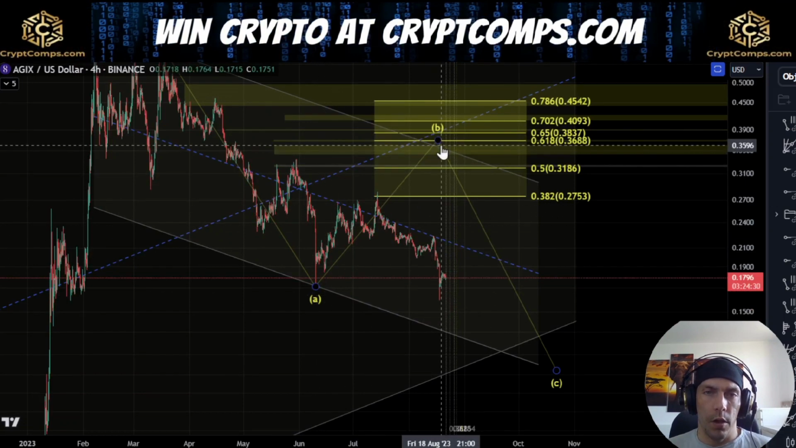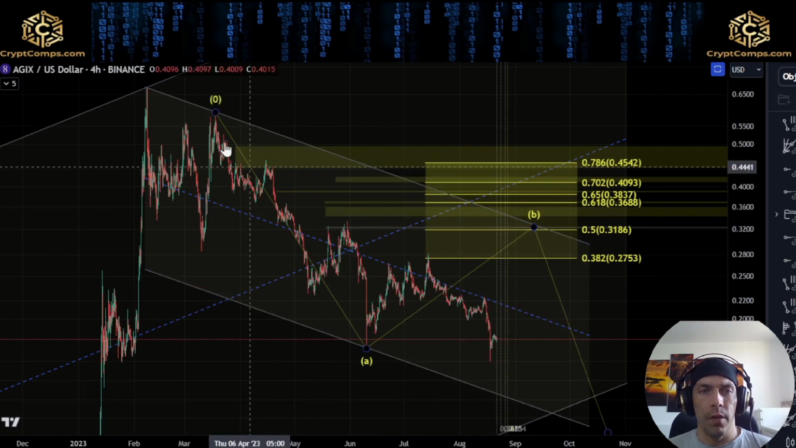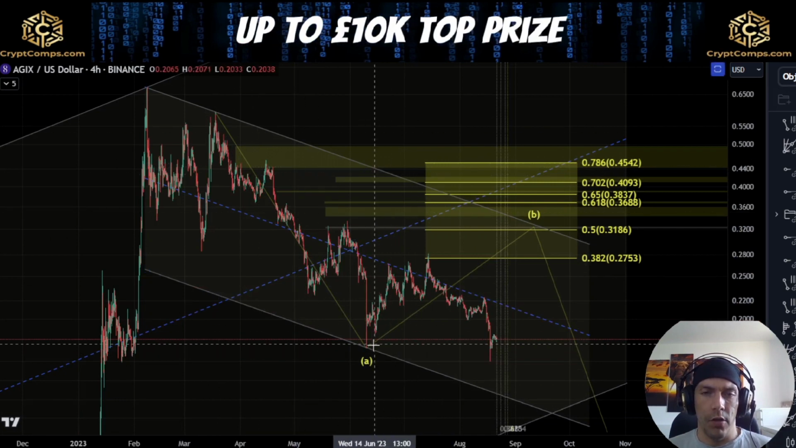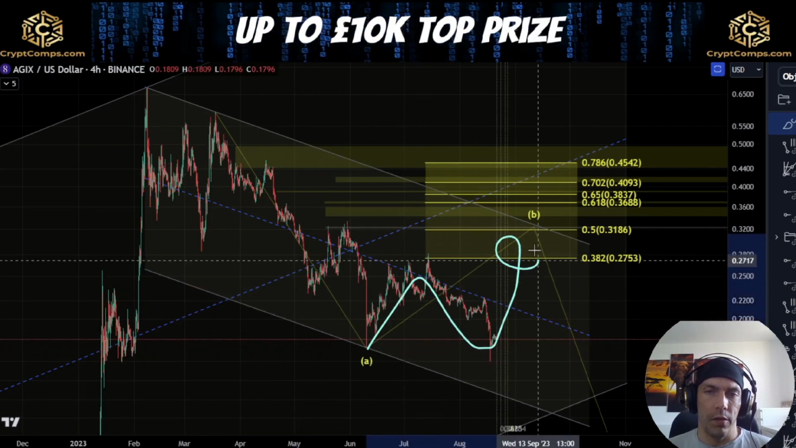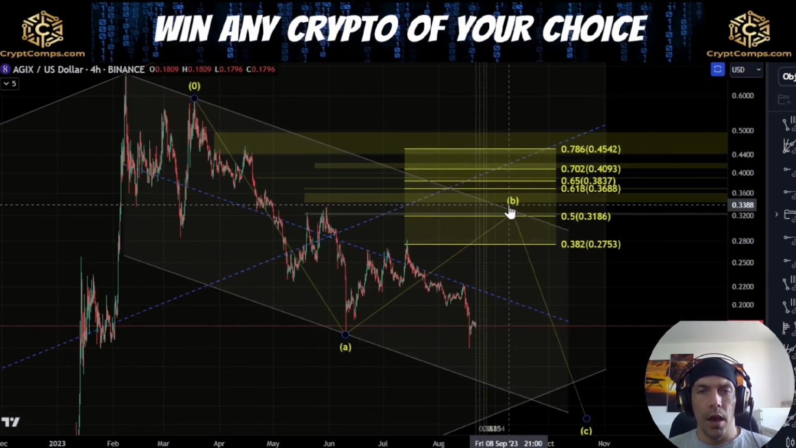We have come up in here already in this move here, but it is more likely that if this is a B wave and this is our A wave, that this could actually look to form something a bit more complex here before looking for that C wave down. So it's going to be very key here how we react.